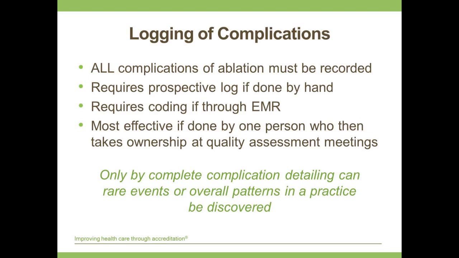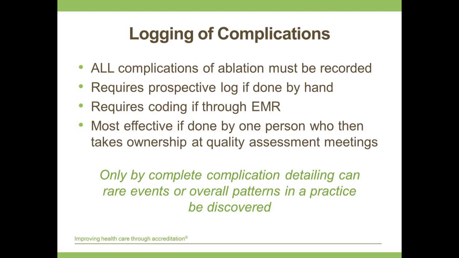If doing it through the EMR, you need to set up your codes prospectively and hopefully have a drop-down menu where when patients are seen in follow-up, you can just check if a complication has occurred. I believe that this is the most thorough way of documenting complications. And again, you want to make sure that it's able to be searched so that when you run your quality reports, you can make sure you have accurate data.